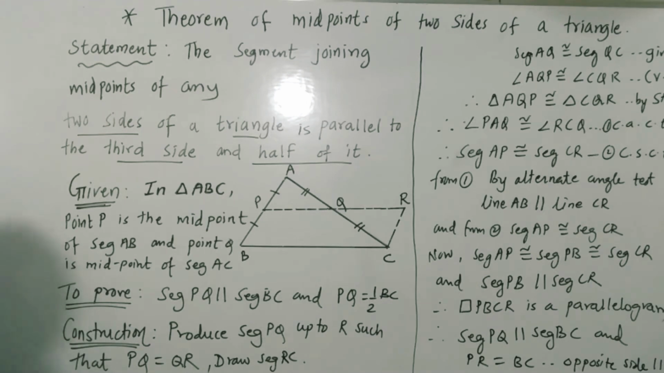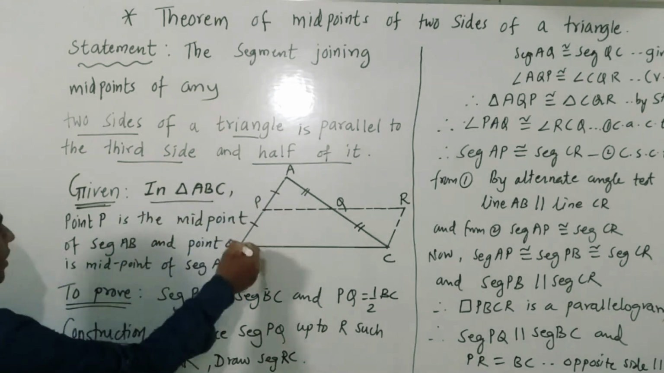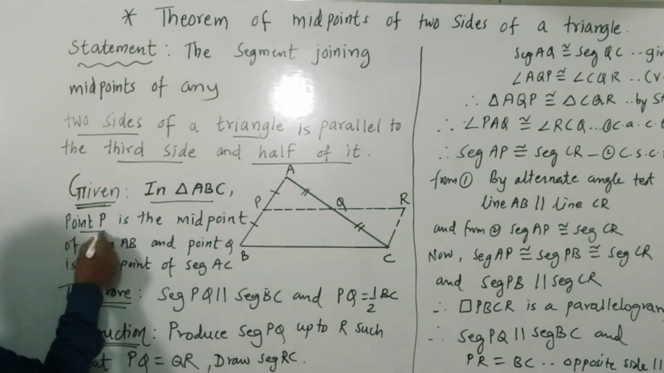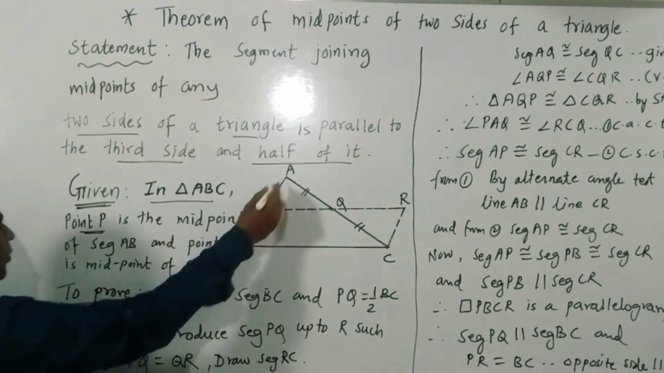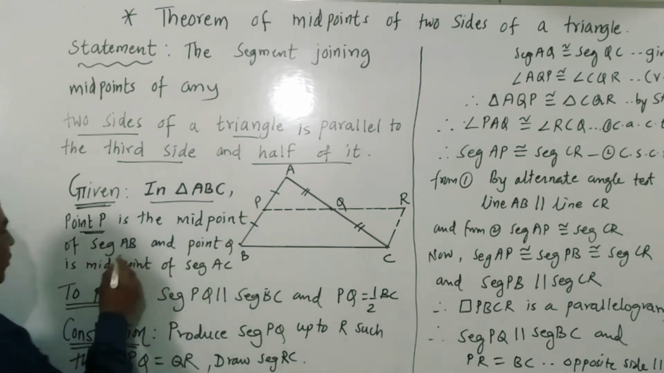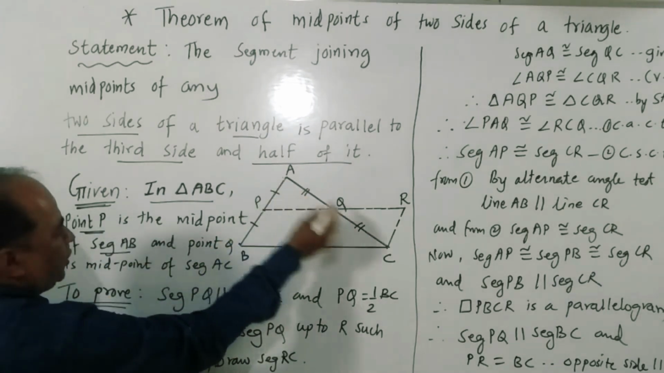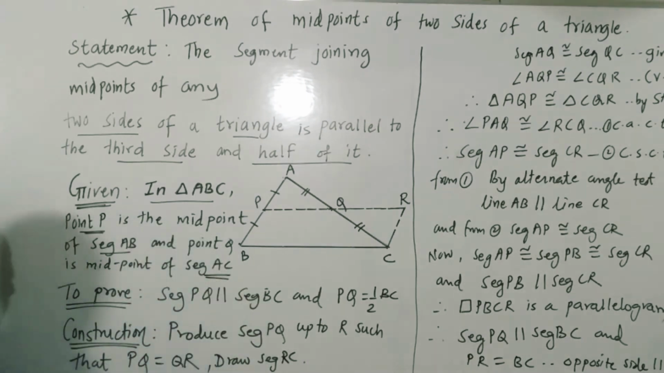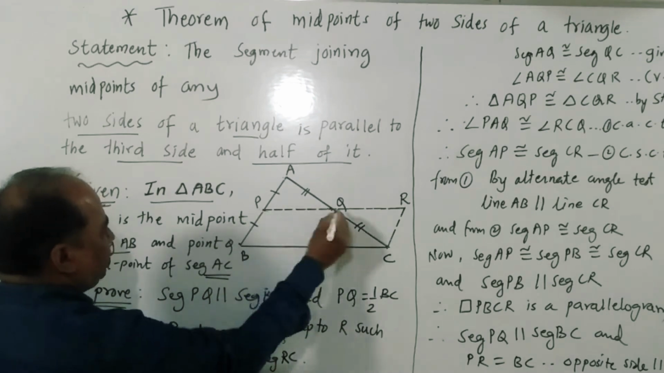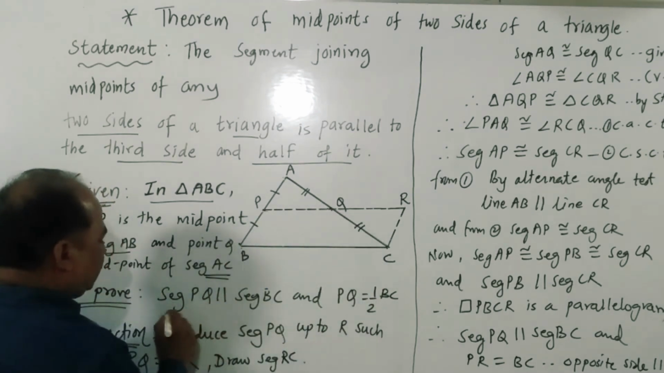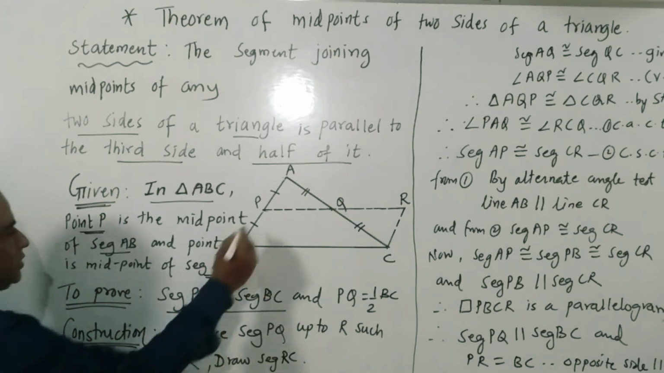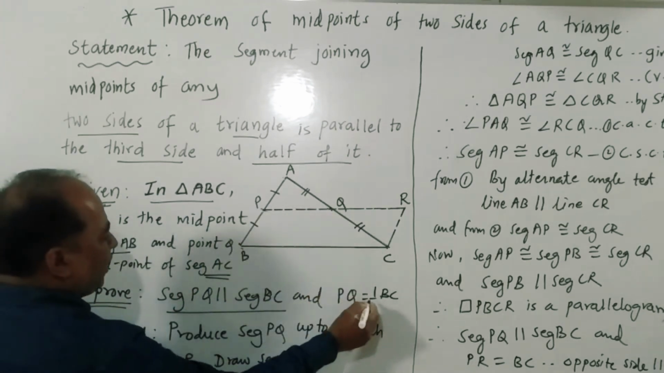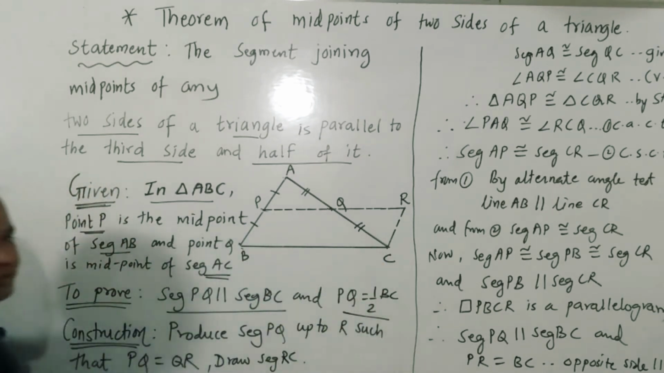So here the given part, let us consider in triangle ABC, point P and point Q. Point P is the midpoint of side AB and point Q is the midpoint of side AC. We have to prove that this segment PQ is parallel to side BC, and the second part we have to prove is that the length PQ is 1/2 the length of side BC.